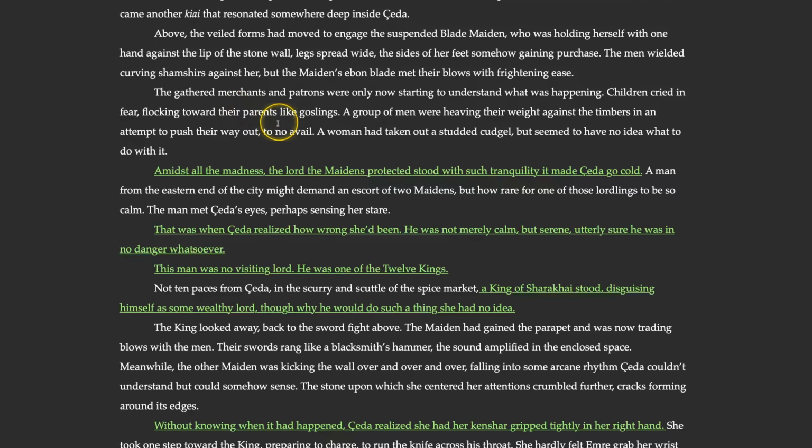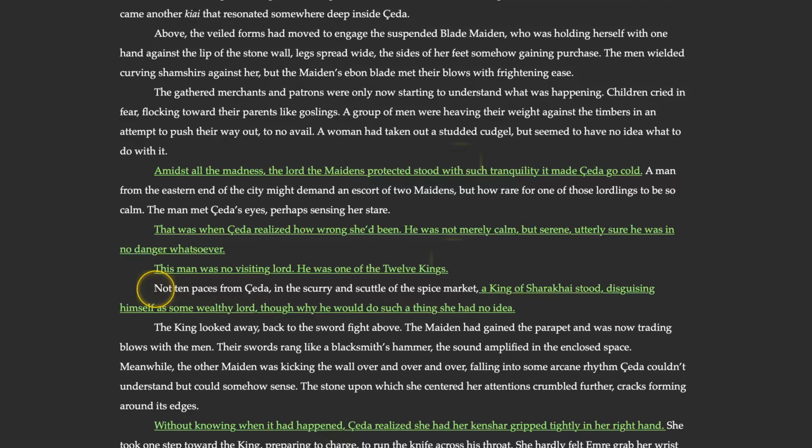And then still throughout all this, Cheetah is still sort of thinking that this man is just some lord. But amidst all the madness, the lord the maidens protected stood with such tranquility it made Cheetah go cold. She has kind of like these spidey senses, this sixth sense, because she's been through a lot at this point. She's been through a lot of combat. She's also kind of a thiefy type of character. She's very capable. And then the man meets Cheetah's eyes, perhaps sensing her stare. And that's when Cheetah realizes he was not merely calm, he was serene. Sure, he was in no danger whatsoever. He was no visiting lord. He was one of the 12 kings.